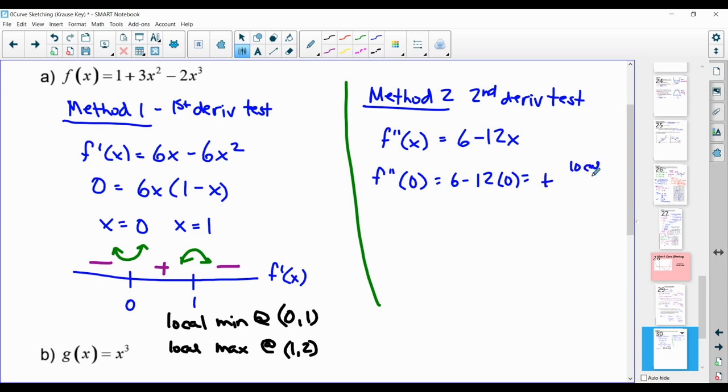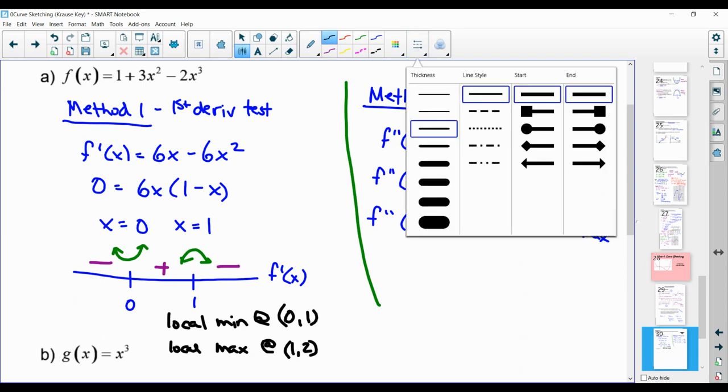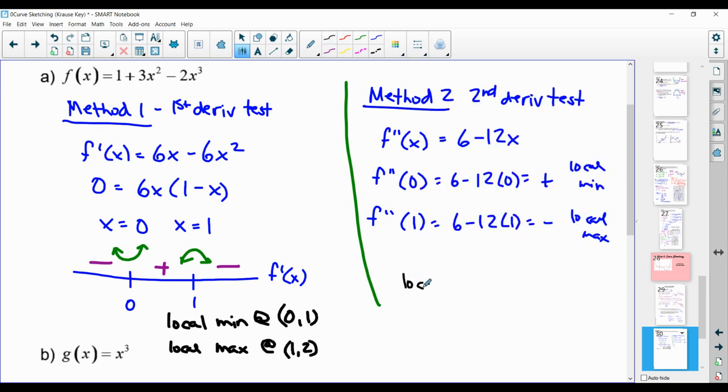So that means we have a local minimum because it's positive. If we sub in f double prime of 1, 6 minus 12 times 1, 6 minus 12 is negative. That means we have a local max. So, similar to before, we have a local min at, again, we'd sub into our original function to get the y value, and a local maximum at (1, 2).